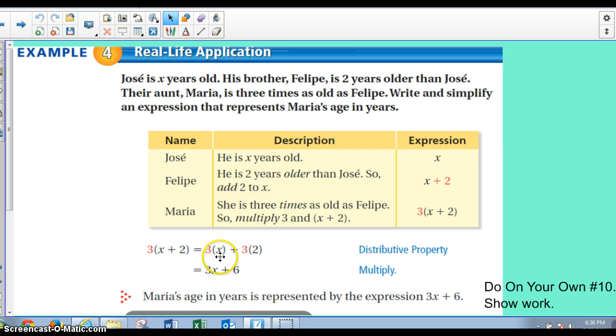It is 3x plus 3 times 2. So 3 times x, 3 times 2. Add them together. You get 3x plus 6. Maria's age in years is represented by this expression, 3x plus 6. So if we said Jose is 6, we can say 3 times 6 is 18, plus 6 is 24. That means Maria would be 24 when Jose is 6. So we can put whatever number we need to in there.